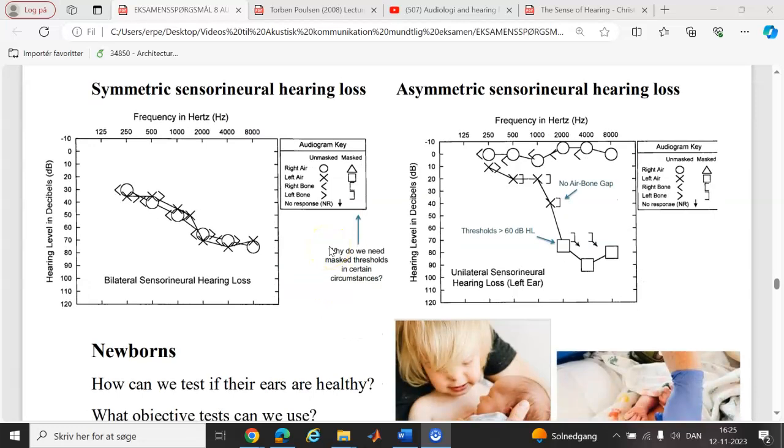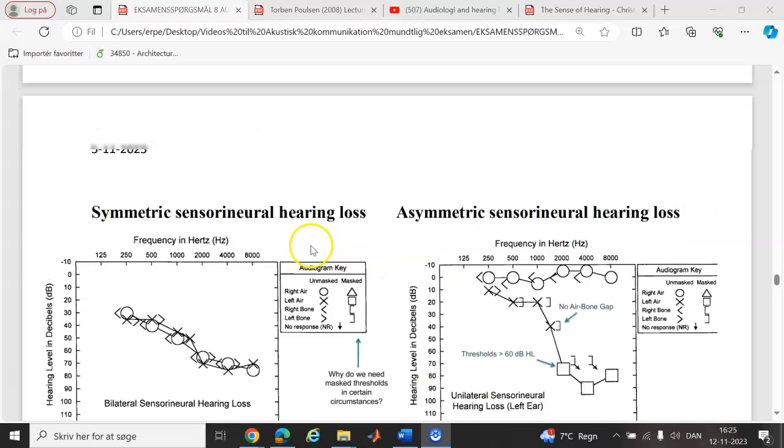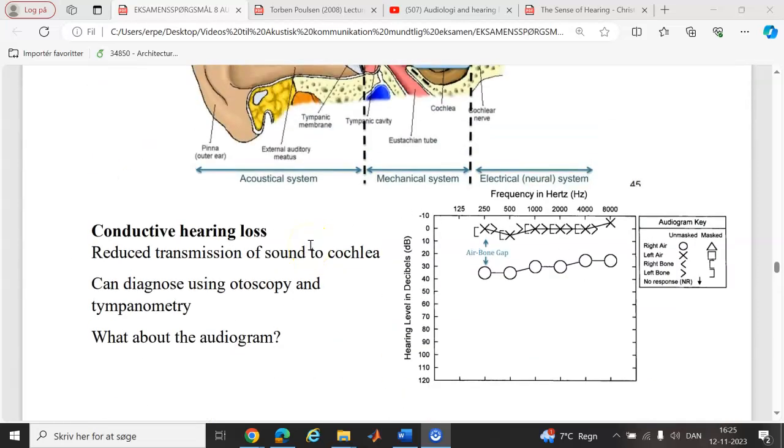Symmetrical sensorineural hearing loss. You have bilateral sensorineural hearing loss. So there's no difference between the unmasked right ear, left ear, right bone, and left bone.